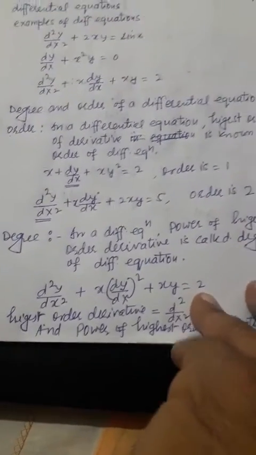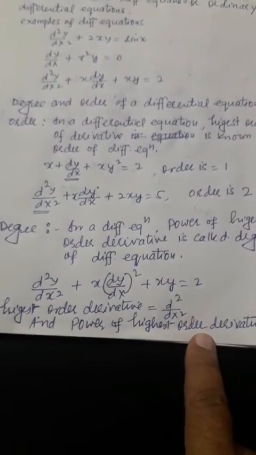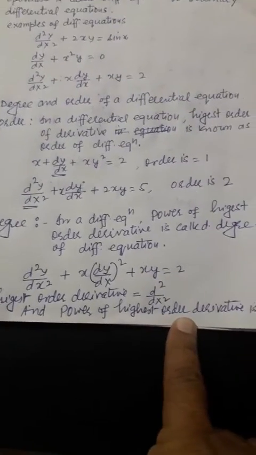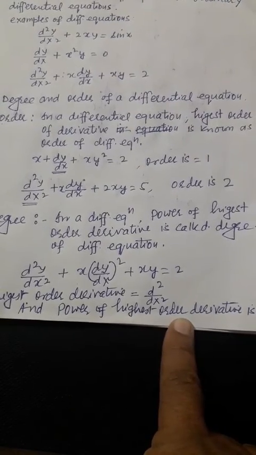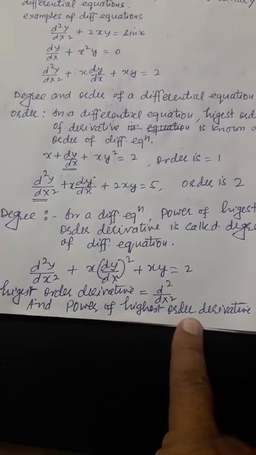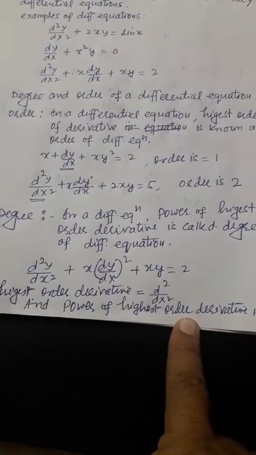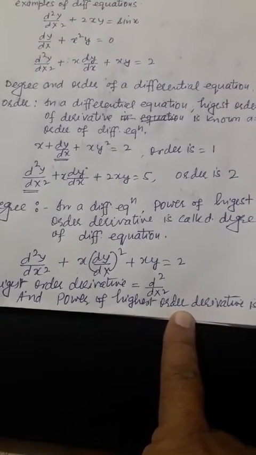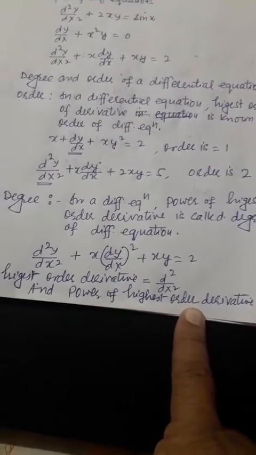Now, how can we define the degree of a differential equation? To find the degree of the differential equation, we check the highest order derivative term, then its maximum power is said to be the degree of the differential equation.